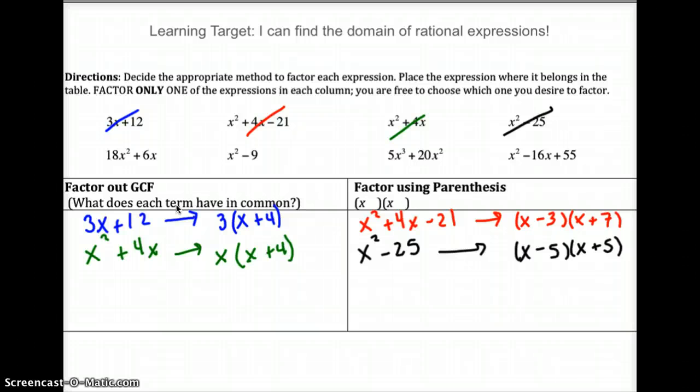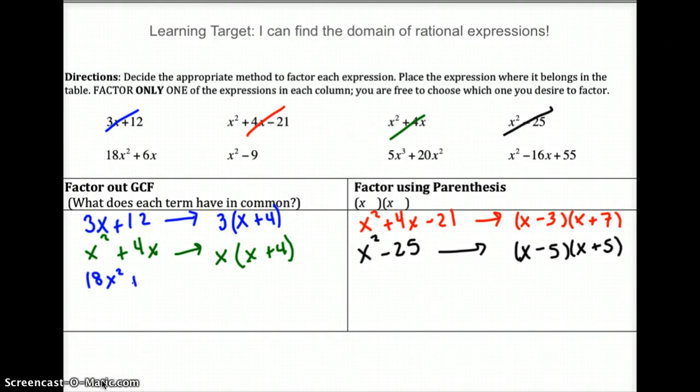Let's move to the second row. I can definitely tell they both have stuff in common. The greatest number that divides 18 and 6 would be 6, and they each have an x. I can't write that yet, I have to write the original problem first. Okay, 18x squared plus 6x.